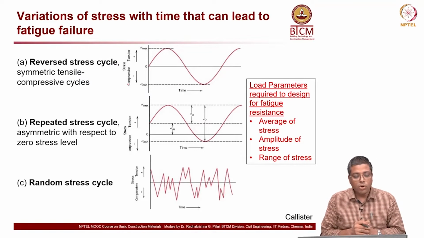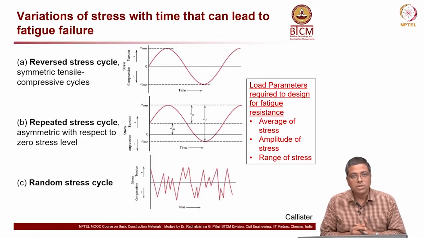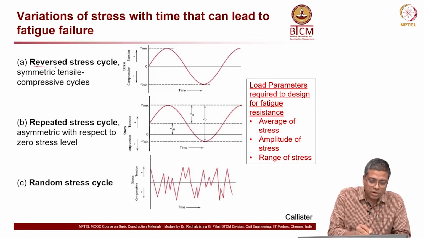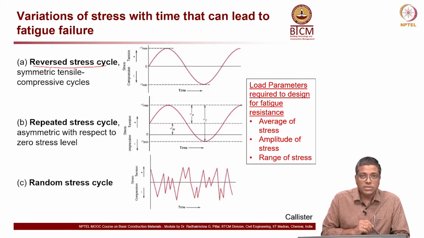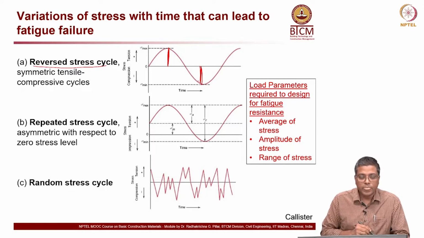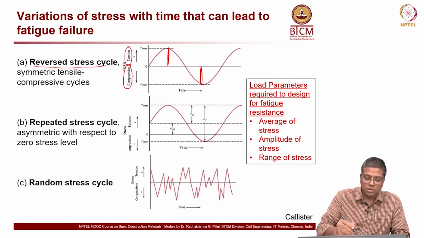Now, we just talked about variation in the stress from compression to tension and tension to compression. In general, we can classify them as 3 types of cyclic loading. One is the reversed stress cycle, where you can see the first graph on the top, which is symmetric in nature along this axis. So, this height is the same as this height here. Okay, the amplitude is the same for both compression and tension. Above the axis it is tension, and here it is compression.